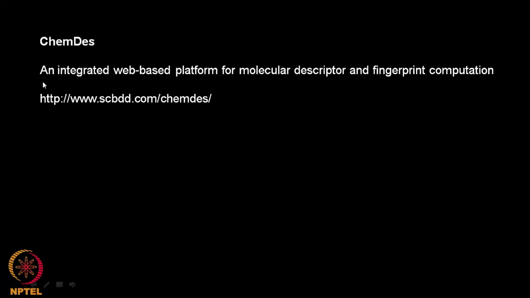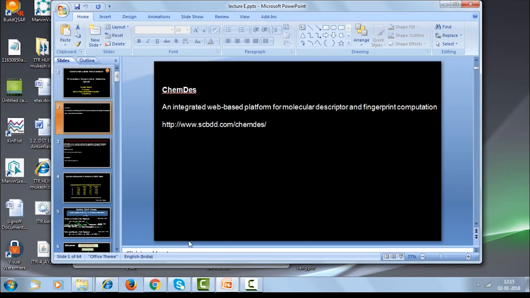Today we will look at a couple of softwares which can give us certain descriptors, even the structures. In fact, there are many softwares on the net which are free of charge. Web servers are there from where we can get thousands of descriptors. I'm going to show you a couple of them and you can explore further. One of them is called ChemDes, an integrated web-based platform for molecular descriptor and fingerprint computation. Let's have a look at that.